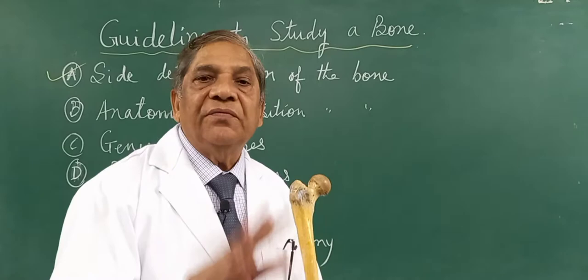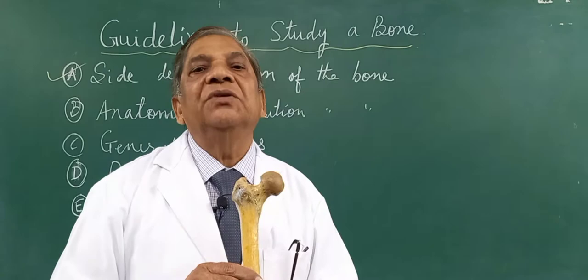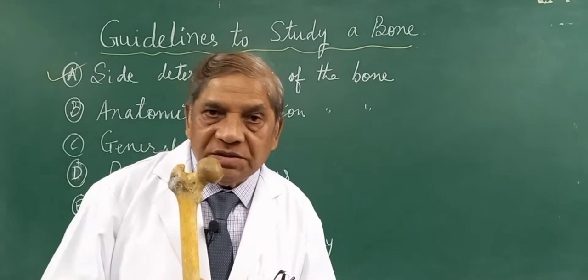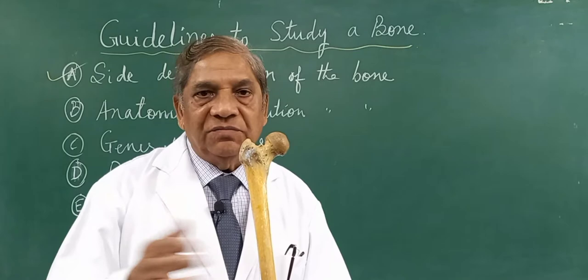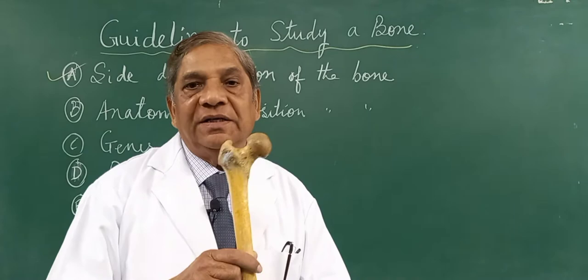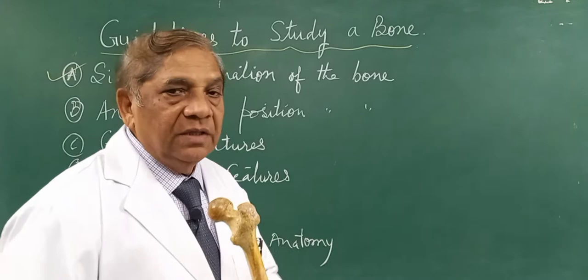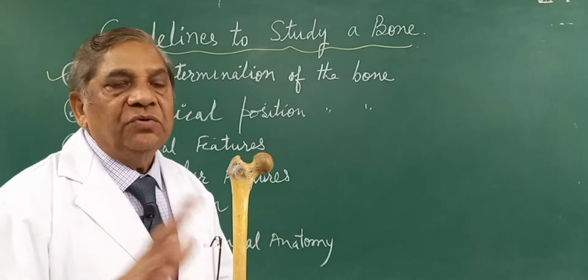Without identifying the side, whether the bone belongs to the right side or to the left side, there is no use of learning, because if you have determined the wrong side, then everything will be wrong. Everything will be wrong. So the correct identification of side is very important. When you are learning from the book, the description will be just opposite if you have identified the bone of the opposite side. I am saying in the opposite direction. So the most important is the side determination of the bone, and for every bone you have to learn how to identify the side.